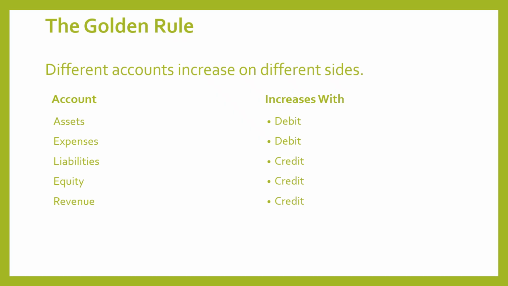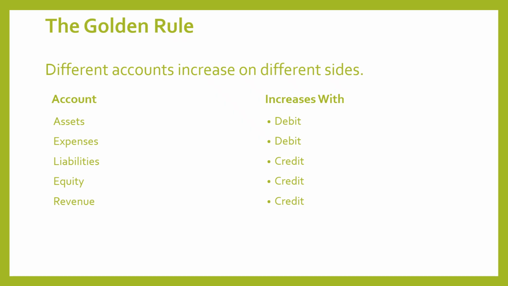How about expenses? Every expense increases on the debit side as well. So anytime you incur additional expenses, you always record it on the debit side. Liabilities increases on the credit side. Equity increases on the credit side, while revenue increases on the credit side. So you can see that only assets and expenses increase on the debit side. The remaining three, the liabilities, equity, and income or revenue, increases on the credit side.